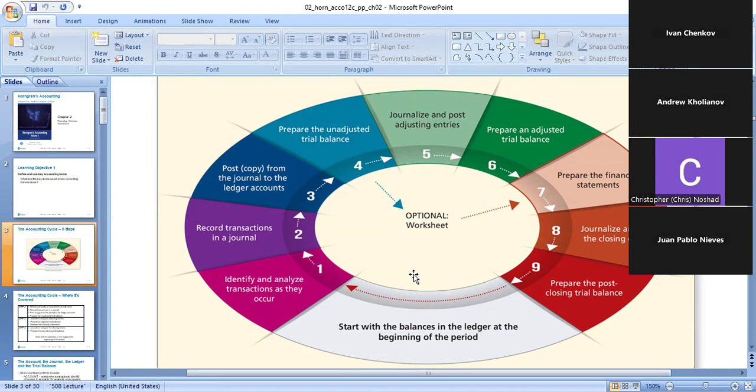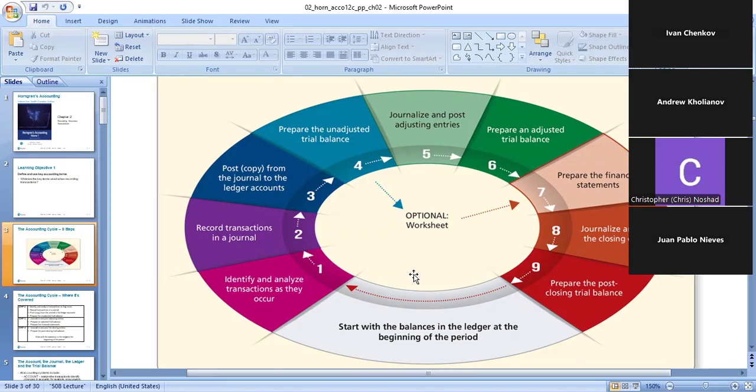In the accounting system, once we make that record in the journal, we're going to post the journal into the ledger account. The ledger account will be all accounts combined together. And then we're going to prepare the unadjusted trial balance. The trial balance will be simply one sheet, one list. We're going to see all the accounts with all the balances, and how much of each asset, liability, and equity we have.